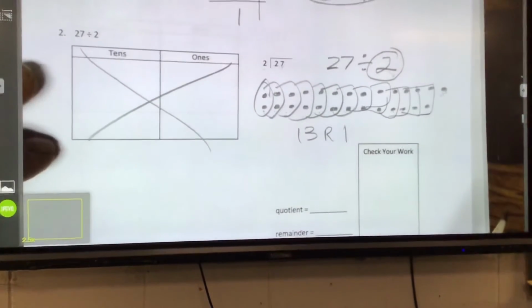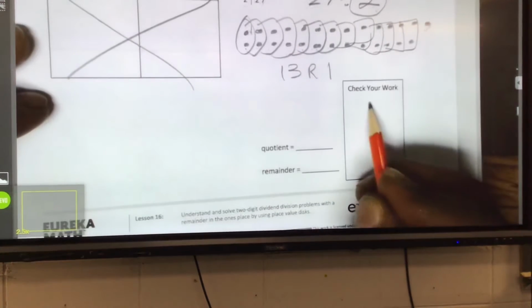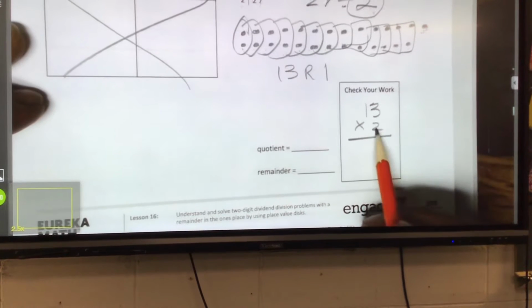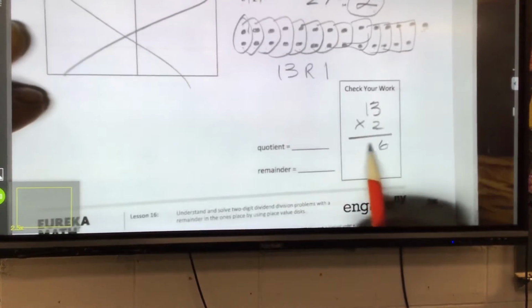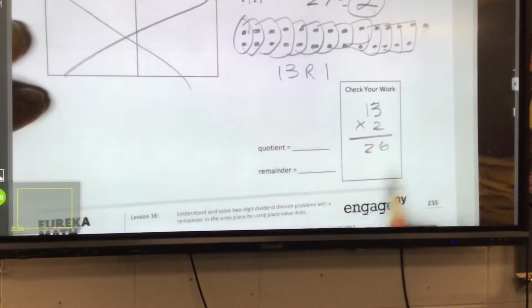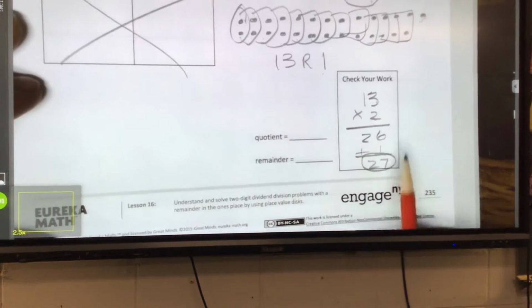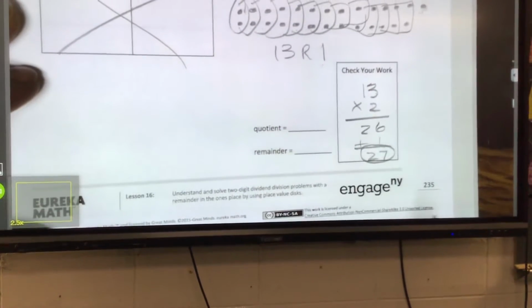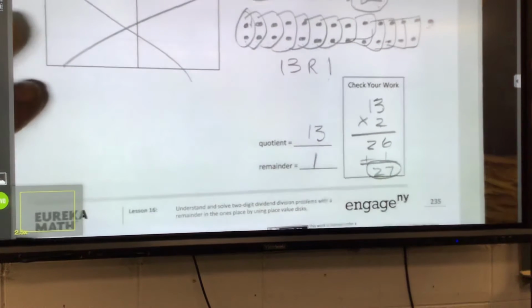Same thing, check your work. I'm going to take my answer and multiply it times 2. What's 2 times 3? 2 times 3 is 6. 2 times 1 is 2. Then I have to add my remainder, which is 1, which equals what? 27. So I got 27 here, back to my original problem. So my quotient, my answer, is 13, and my remainder is 1. Question?